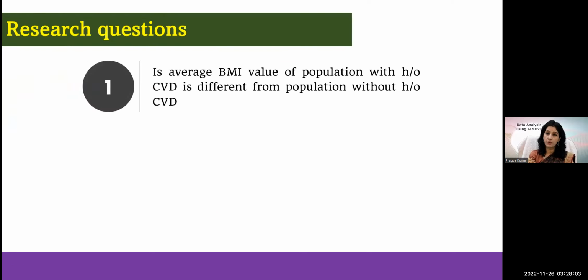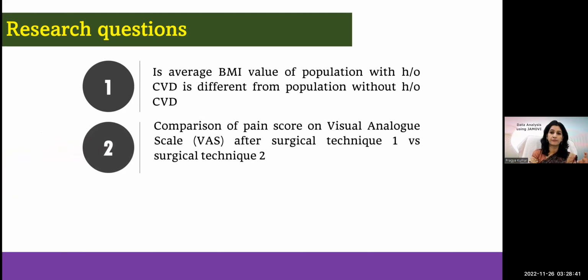So what are the research questions? The first research question can be, if you want to compare the average BMI value of a population with a history of CVD and without a history of CVD. So the two categories are: one group with no history of cardiovascular disease, and another group with a history of cardiovascular disease, and you want to compare the mean BMI. So mean BMI is what? It is a continuous variable, and you want to compare it across two categories.